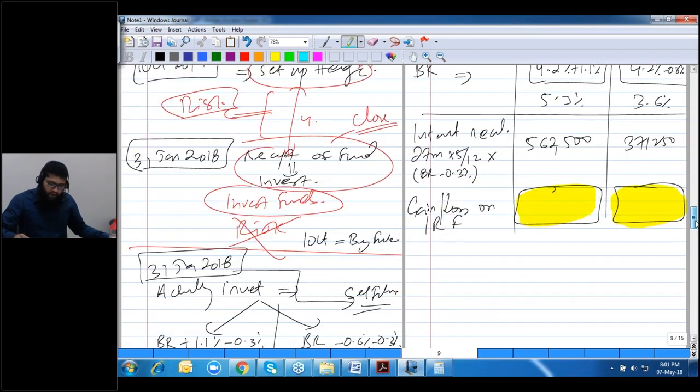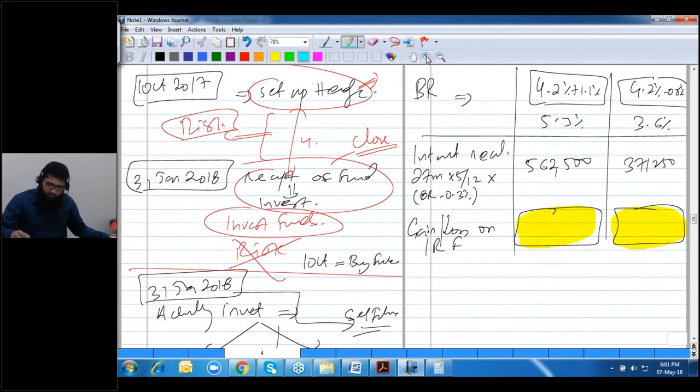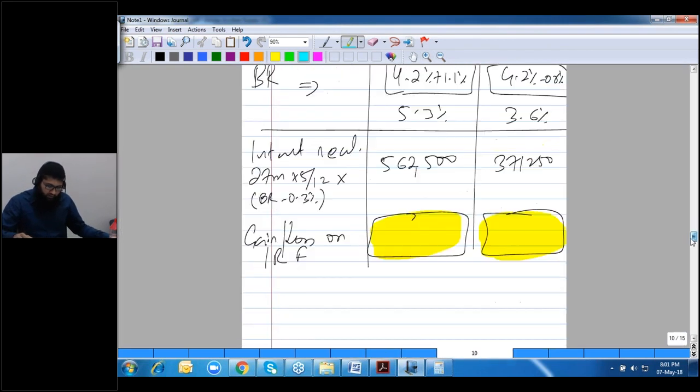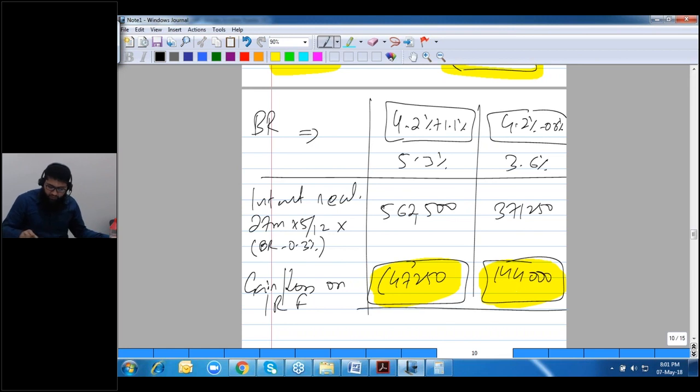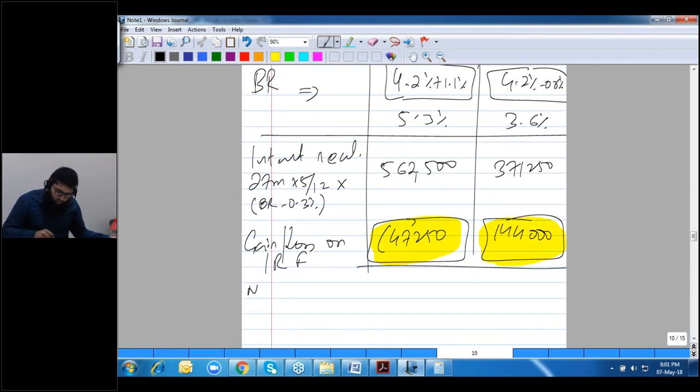So basically, we go back to where we were performing the original calculation, where we had originally set up the hedge, and the interest received was 371,250. Now let's talk about it. We have got a loss of 47,250 and a gain of 144,000. So this is going to tell you the net interest achieved. How much is it going to be?